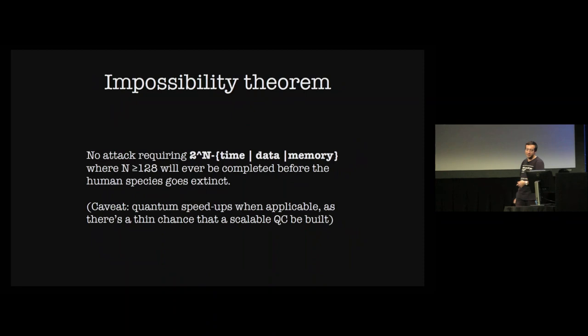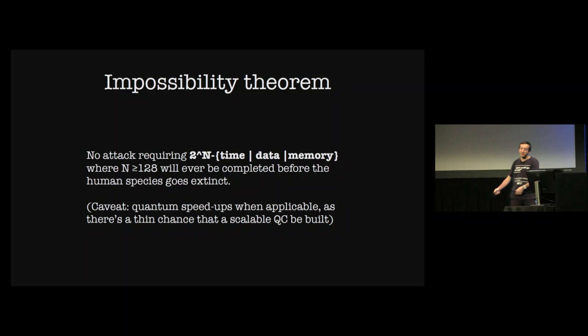So the theorem I would like to publish today without any proof, of course, is that if you have an attack that takes 2 to the n time or memory or data where n is 128 or more, then that might be a very nice piece of work, but that will never be executed by any human, or maybe in another place in the universe, but not on this planet. And there is, of course, the caveat of quantum speedup. If you believe that quantum computers will exist, and if a quantum computer exists one day, this will be a compromise.